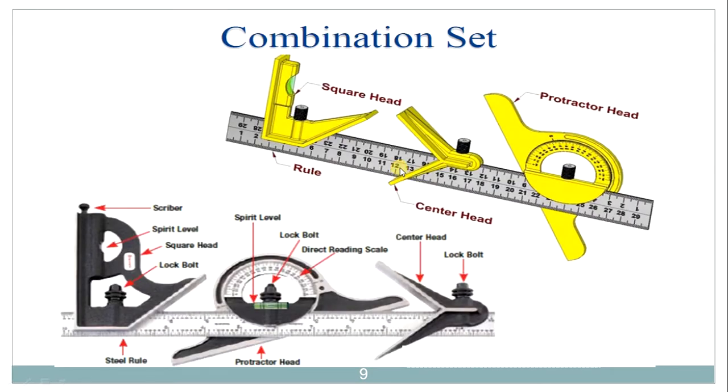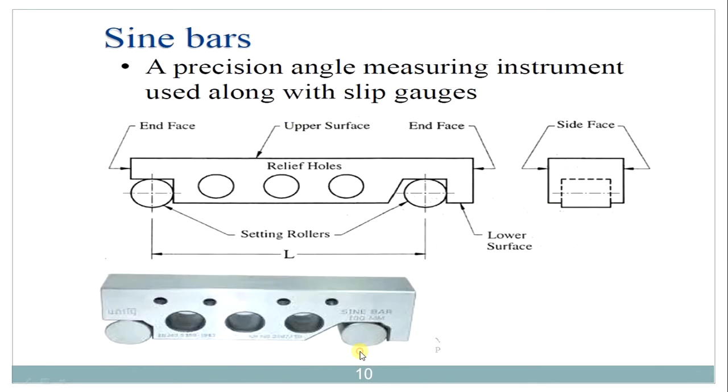Then we have the combination set, similar to our bevel protractor. We have a combination of a protractor head over here, then a center head and a square head for supporting purposes. A steel rule is attached over here for reading purposes.